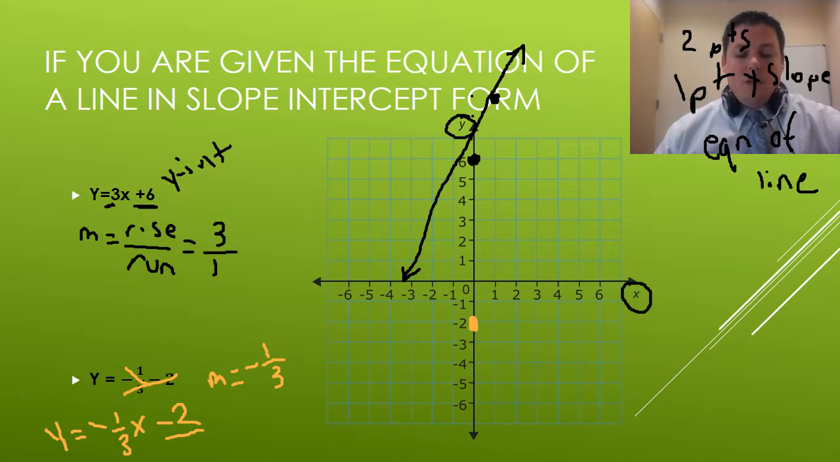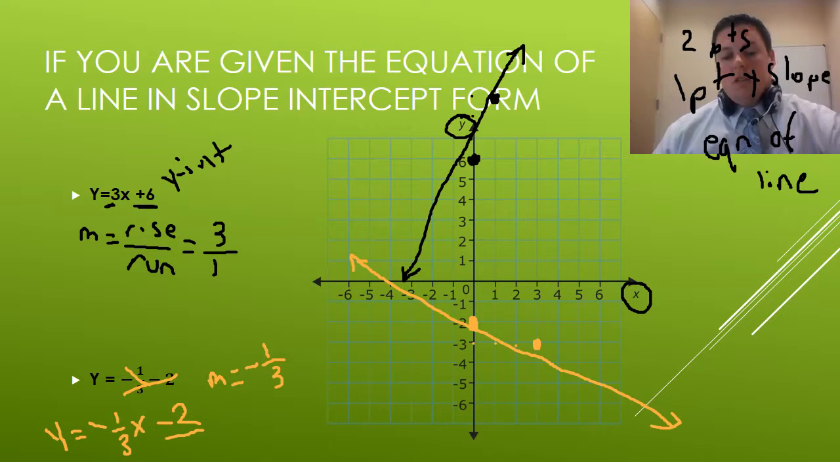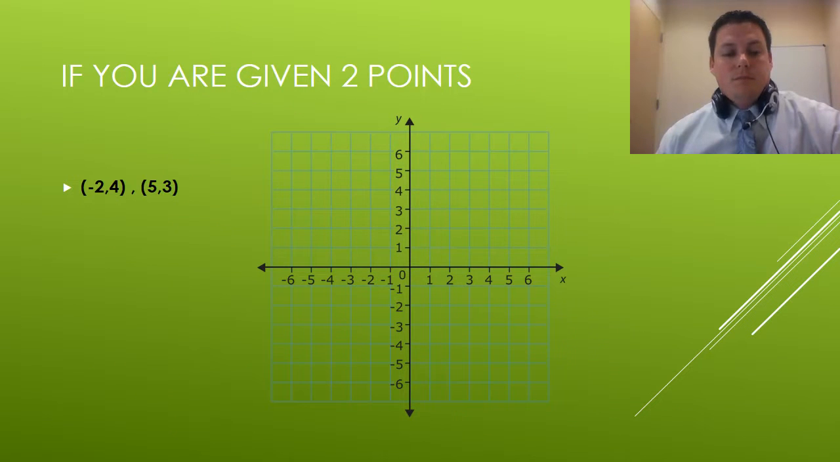So negative means we go in the opposite direction. So our rise is actually down 1. And then we're going to go over 3. So here's our second point. We need 2 points to make a line. Again, pretend that line goes through both of those points, and that is our line for the second problem. So this is how we would find it if we're given an equation of a line.